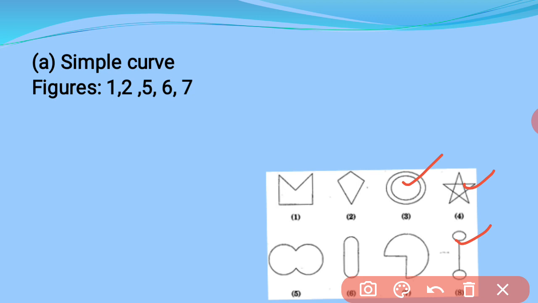In the fourth figure, you have overlappings. Here also you have certain overlappings. Whereas if you check the first, second, fifth, sixth and seventh figure, the figures are closed and no overlappings are there. So they are called as simple curves.